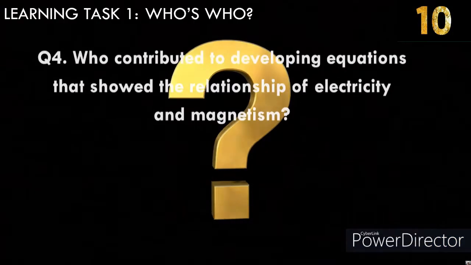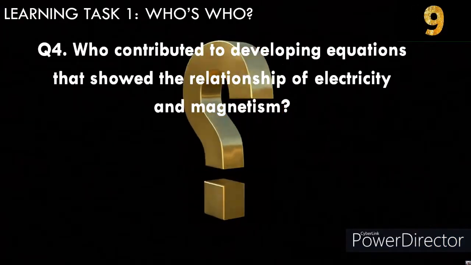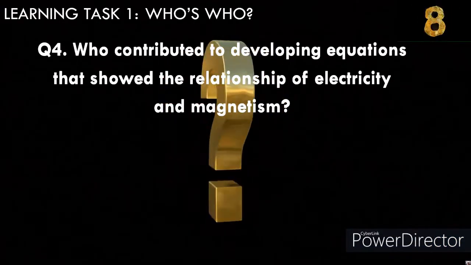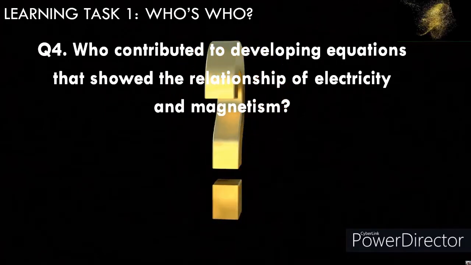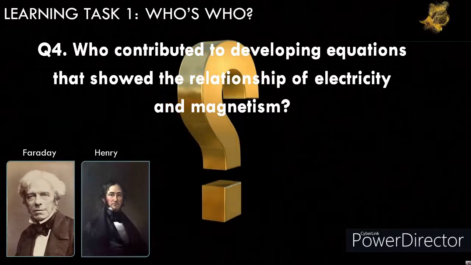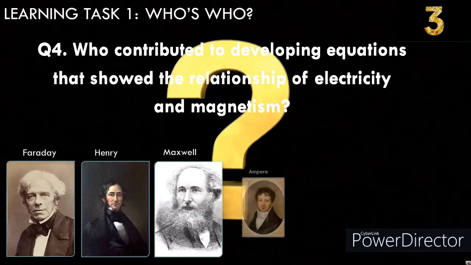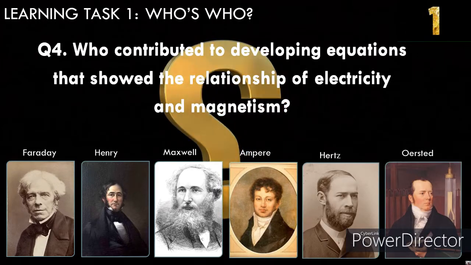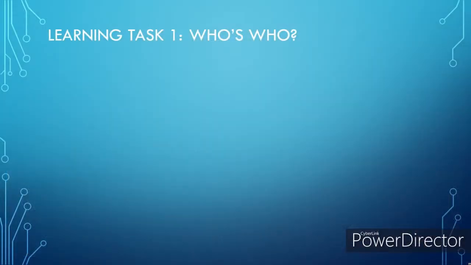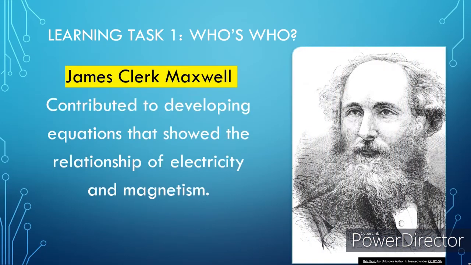Question number 4. Who contributed to developing equations that show the relationship of electricity and magnetism? Faraday, Henry, Maxwell, Ampere, Hertz, or Ørsted? Correct answer is James Clerk Maxwell. He is the one who contributed to developing equations that show the relationship of electricity and magnetism.